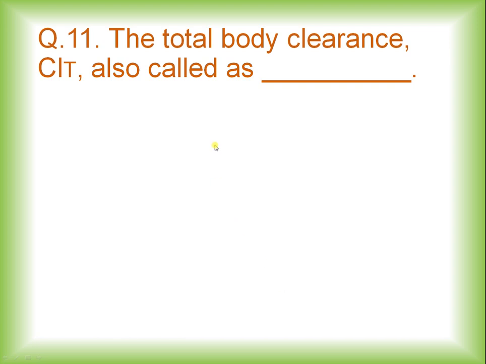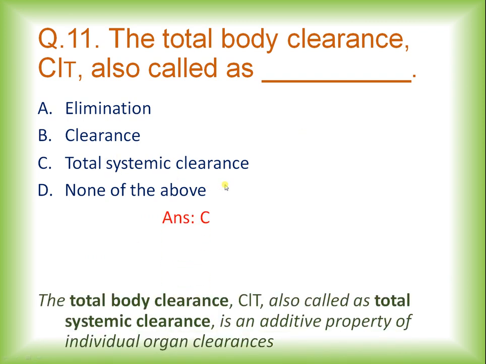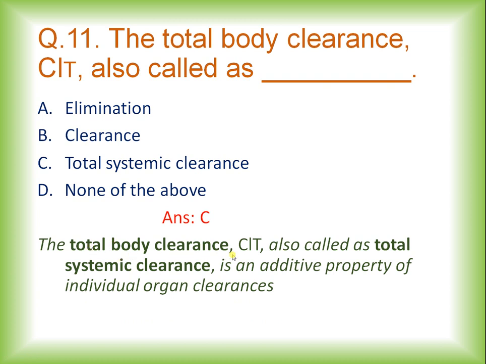Now coming to the next question: the total body clearance, that is CLT, is also called elimination clearance, total systemic clearance, none of the above. And the right answer is that it is also called total systemic clearance. Now this total systemic clearance, that is CLT, is an additive property of all individual organs. From this equation you will come to know that CLT is an additive property. So we go on adding the clearances of all the organs which are responsible for clearance.